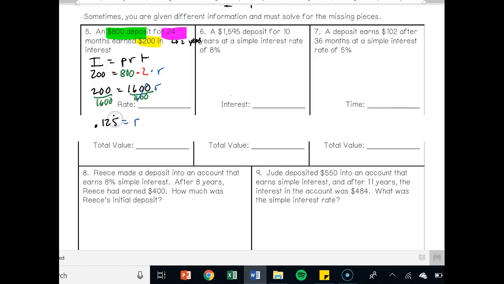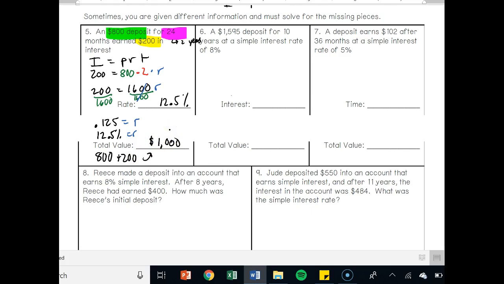Now that's a decimal, so remember you need to make that a percent. On your calculator, you can hit the second right parenthesis button, and that will tell you your rate is 12.5%. So you can put that up in the rate right there. And for your total value, you can say, if I initially invested $800, but then I got $200 in interest, that means my total value is worth $1,000 right now. So that's it for that one.